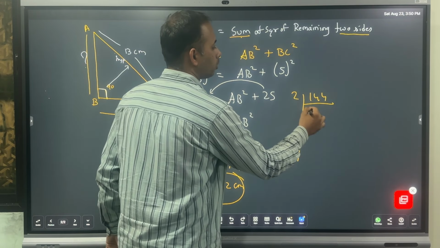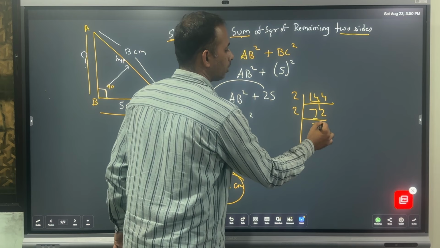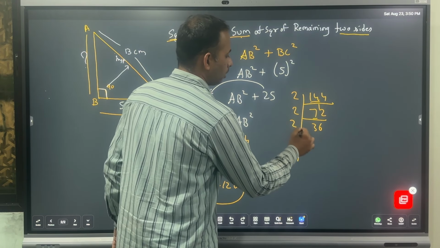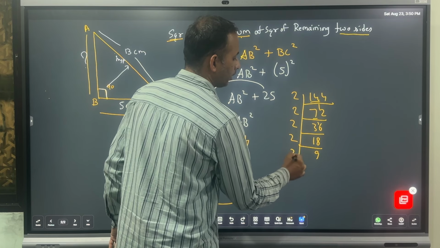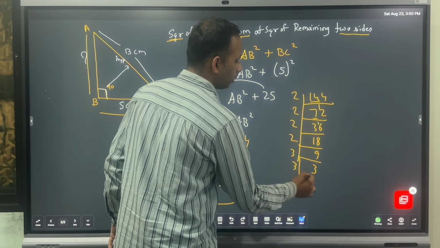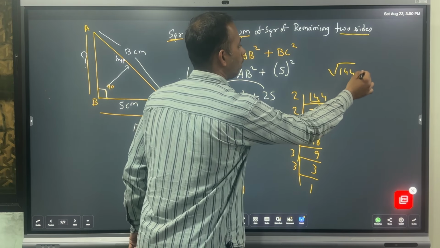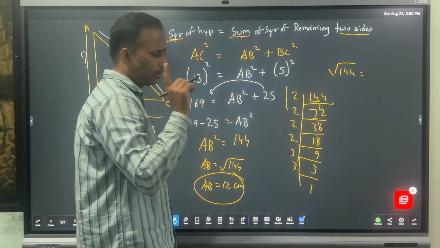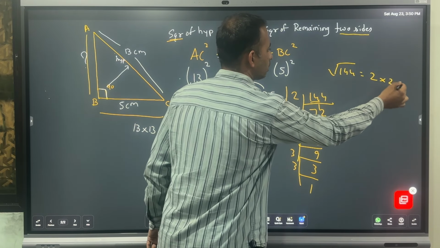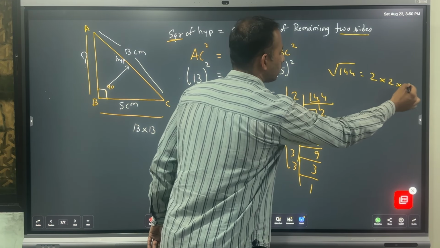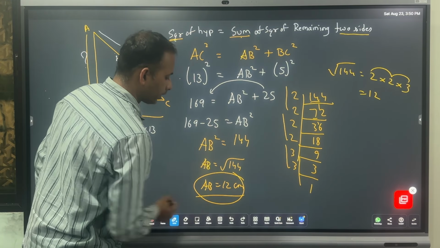144. Consider the table of 2: 2 7s are 14, 2 2s are 4, 2 3s are 6, 1 remaining, 2 6s are 12, 2 1s are 2, 1 remaining, 2 8s are 16. When we are finding the square root, out of a pair how many times will we multiply? Only once. Out of a pair only once. 2 2s are 4, 4 3s are already we have written it.